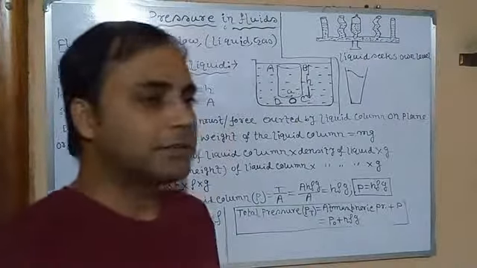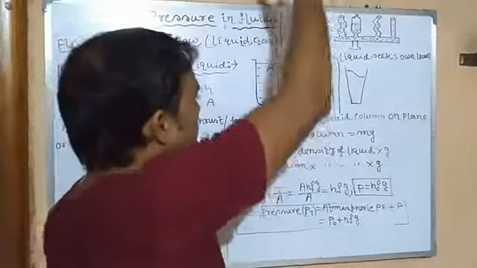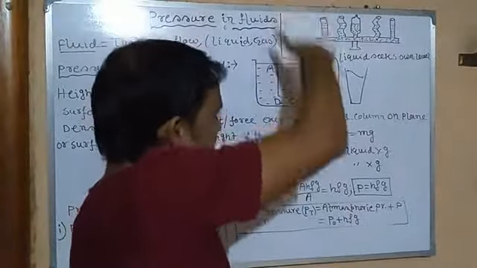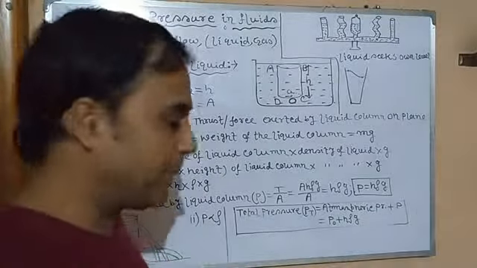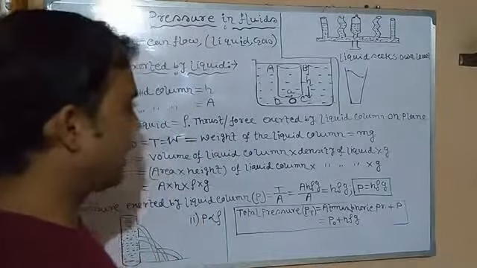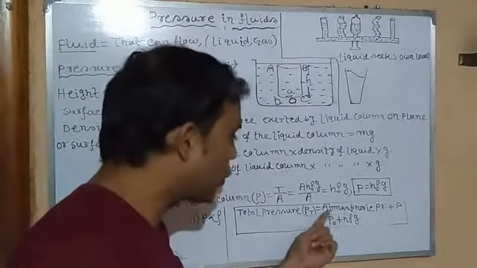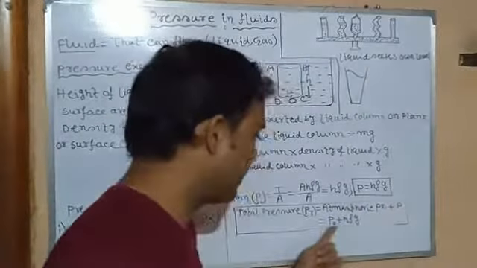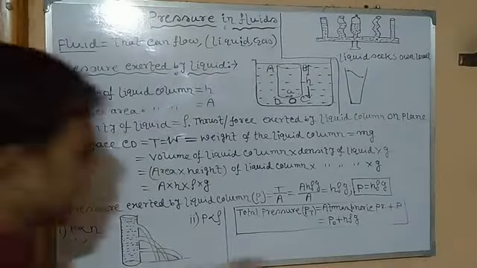But this is not the total pressure exerted by the liquid, because above the free surface of the liquid there is air, which will obviously exert some pressure on the liquid surface, called atmospheric pressure. So this will be added to this expression. So the total pressure exerted by the liquid is P equal to atmospheric pressure plus h rho g, that is P equals P0 plus h rho g. Clear?